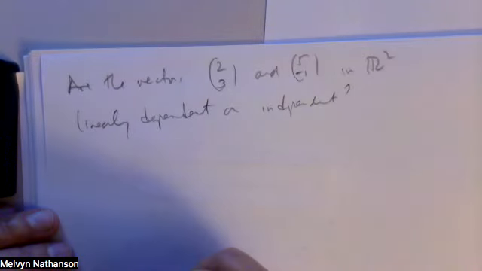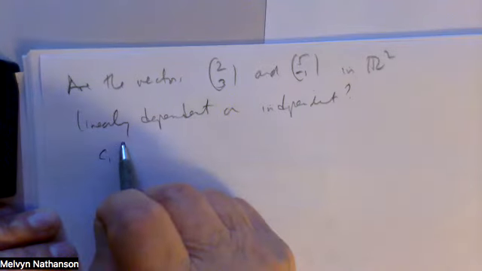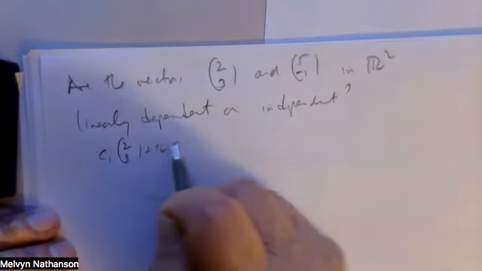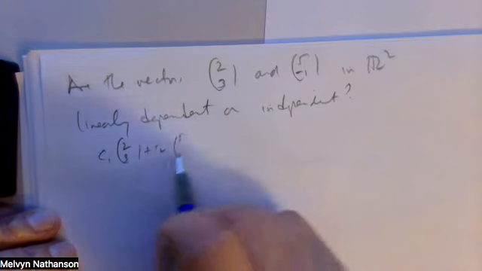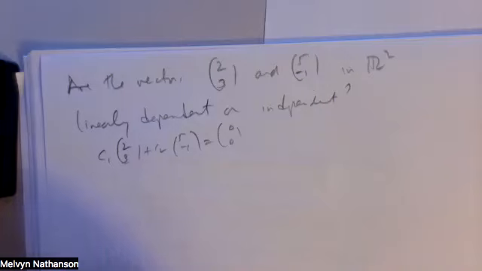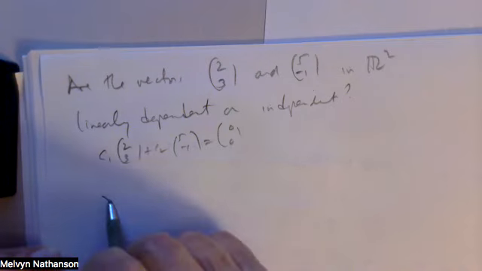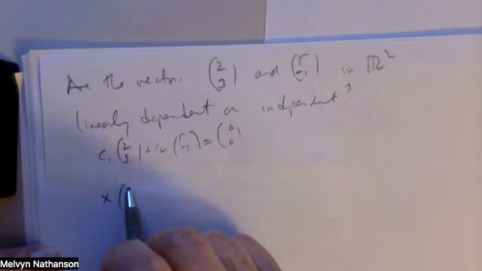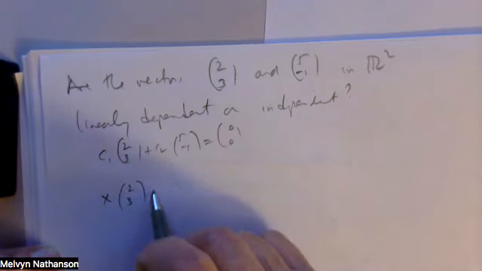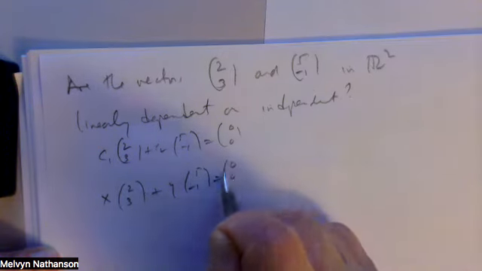So we have to know what are the solutions of C1 times the first vector plus C2 times the second vector equal to the 0 vector. What numbers C1 and C2 satisfy this vector equation? Let me write x and y instead of C1 and C2. What are the x's and y's such that x times (2, 3) plus y times (5, -1) equals 0?